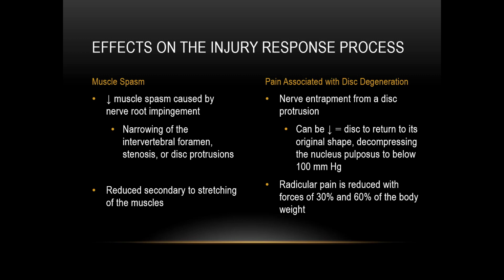The pain associated with disc degeneration occurs from a nerve entrapment as a result of a disc protrusion. This can be reduced by allowing the disc to return to its original shape, decompressing the nucleus pulposus to below 100 millimeters of mercury. Radicular pain caused by lumbar disc herniation is reduced with forces of 30 and 60% of the body weight.